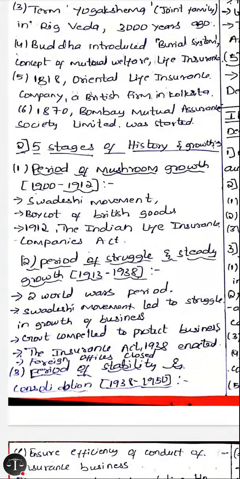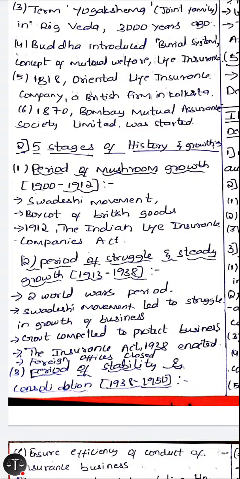So there are 5 stages of history and growth. This is the main answer. You have to write this. For history of insurance and history of life insurance, the answer is the same. You have to write these 5 stages. So the first stage is the period of mushroom growth. From the year 1900 to 1912, there is a period of mushroom growth.